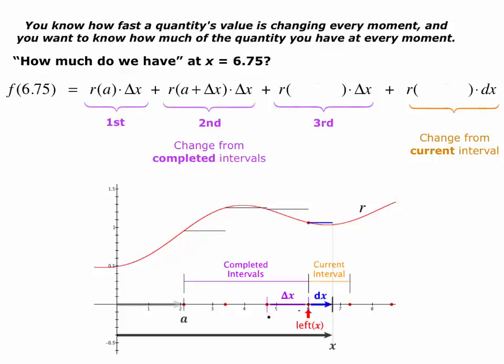A plus 2 delta x, right? So this x value is A plus 2 delta x. That's the x value we want to plug into our rate and get this constant rate right here for that whole third interval.